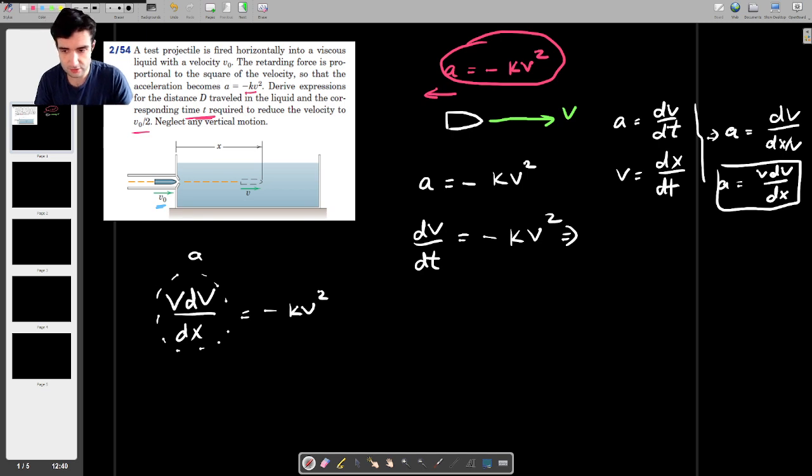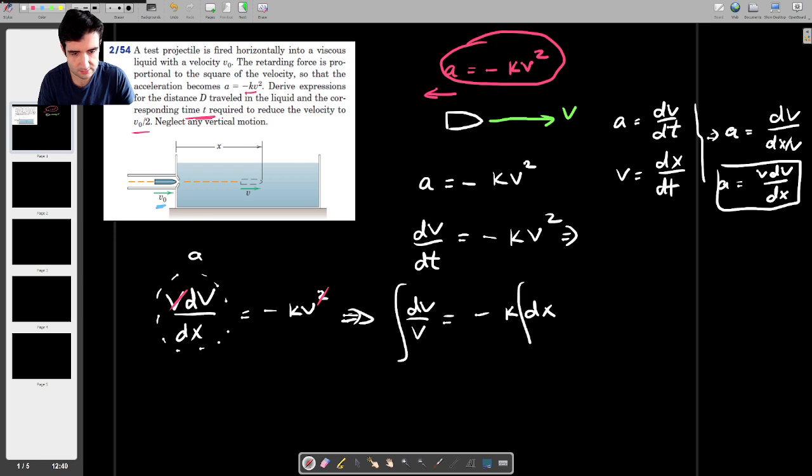And one thing we can do straight away is cancel out one velocity from each side. And then we'll be able to separate the variables. So we have dv over v is going to be equal to minus k times dx. And then we integrate like this, right? If we integrate, on the left-hand side we have the natural log of v. The absolute value is not really relevant in this case because v is positive. And this is equal to minus kx plus a constant, right? So we can use the initial conditions to find the constant of integration.